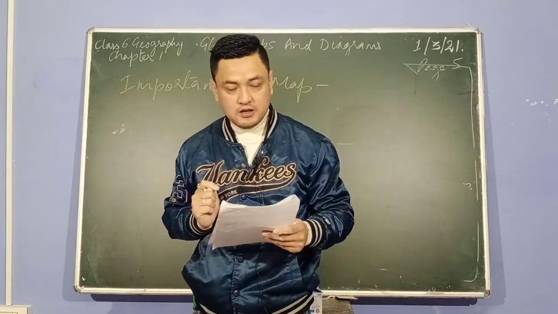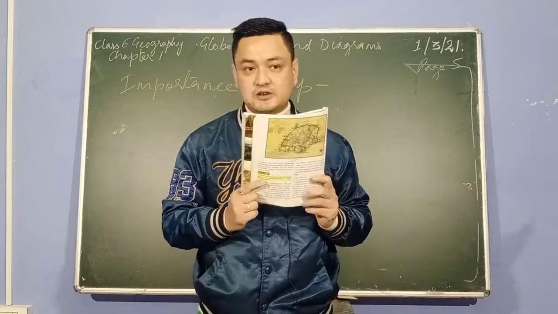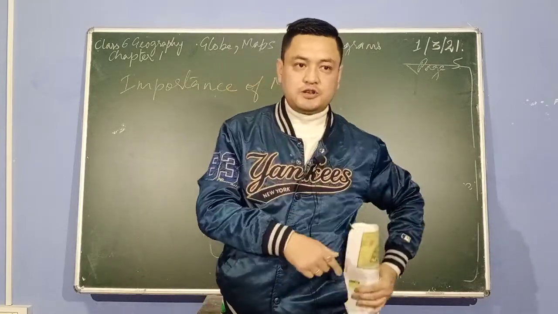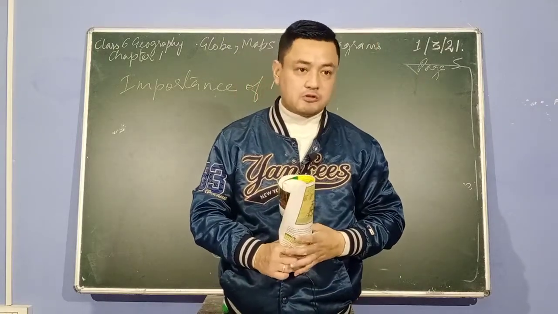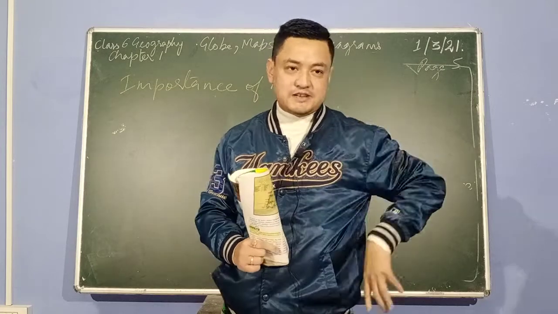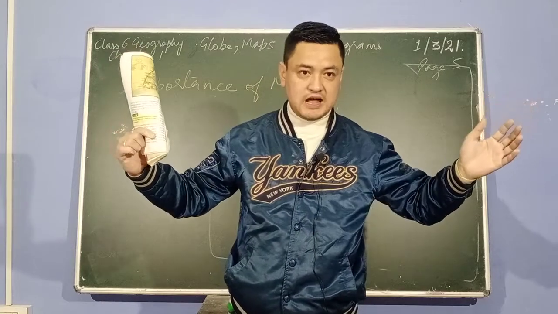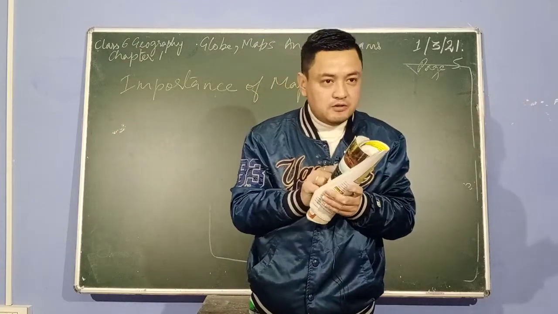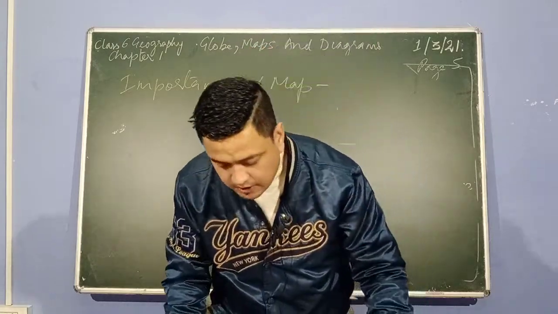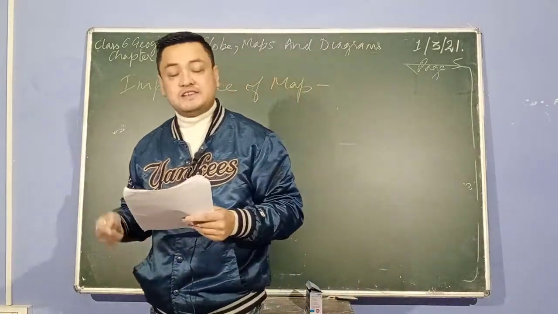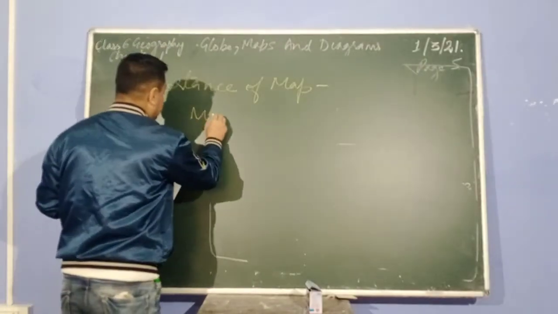Number 1 point. Number 2 is, maps are easy to handle. Let's take for example an atlas. You can roll an atlas and put it in your pocket, or carry it in your bag. Are you understanding? But if you are carrying a globe, can you carry the globe inside your pocket or inside a bag? No, it is heavy, it is big. But a map, you can fold it or roll it and carry it. Isn't that so? So a map is easy to handle as it can be folded or rolled and carried everywhere.